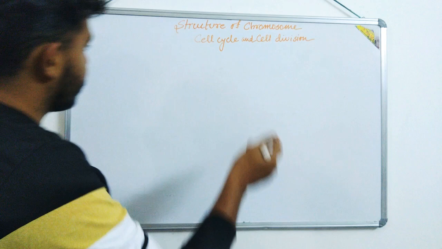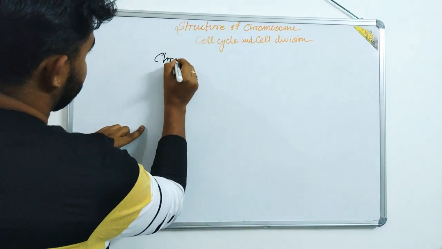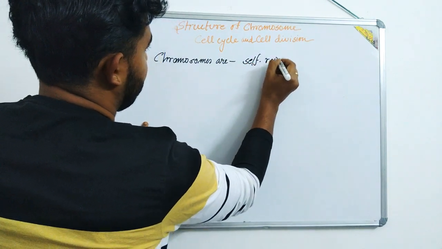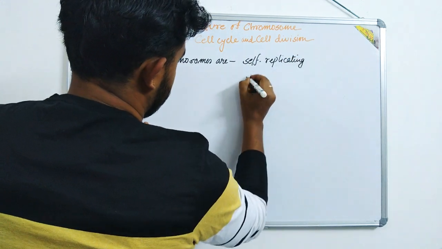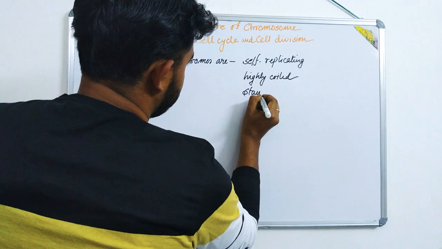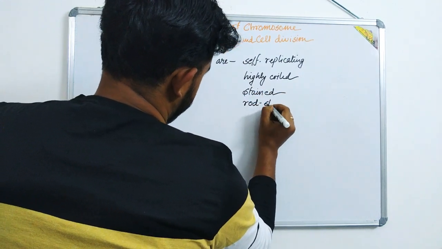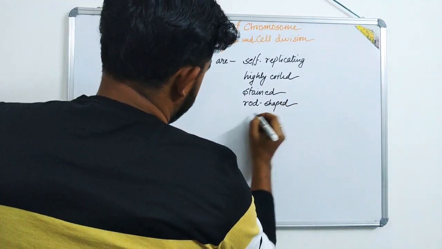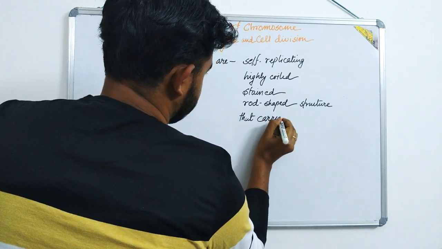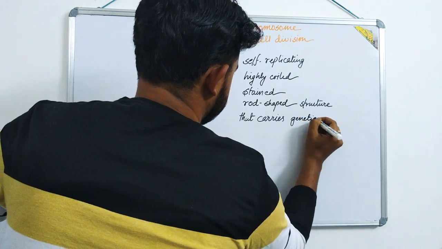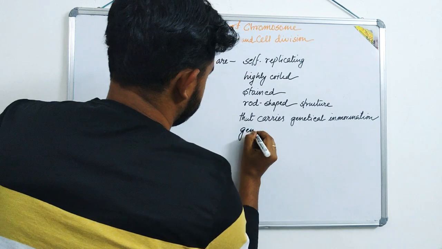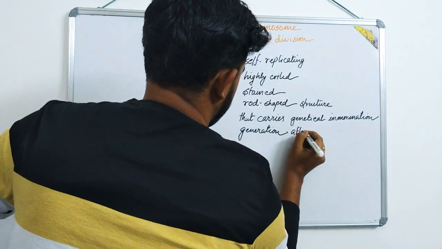Again, let me write it down. Chromosomes are self-replicating, highly coiled, stained, rod-shaped structures that carry genetical information generation after generation.